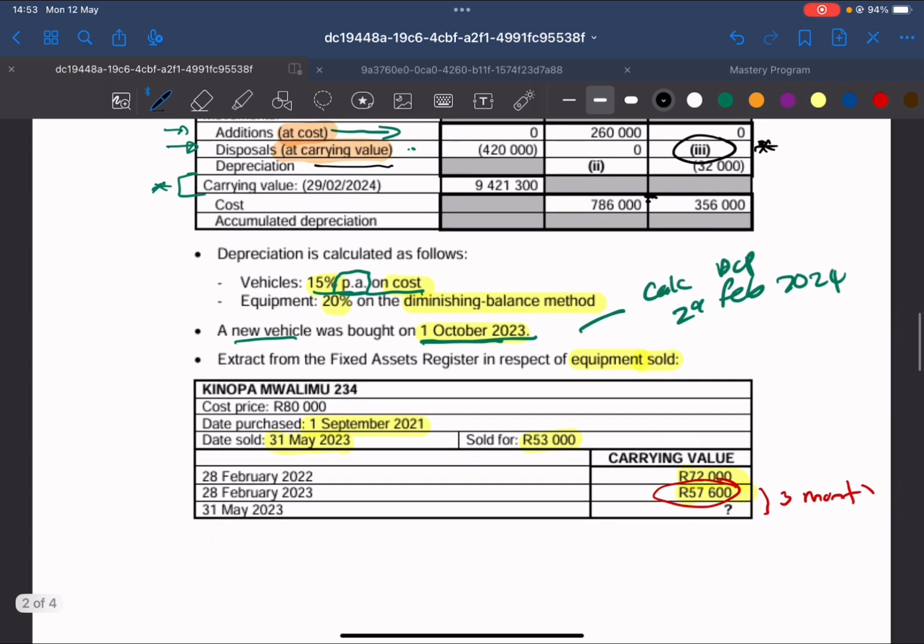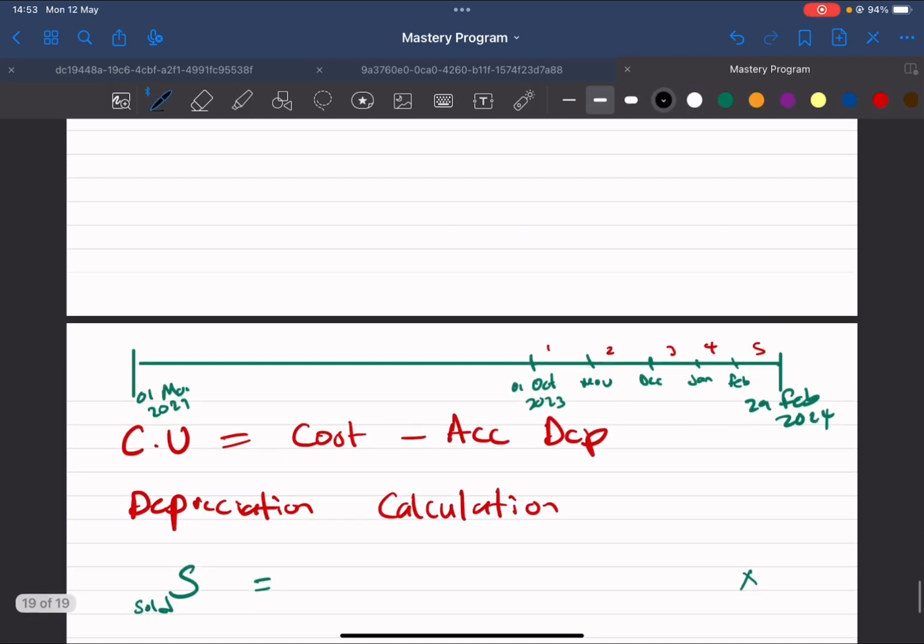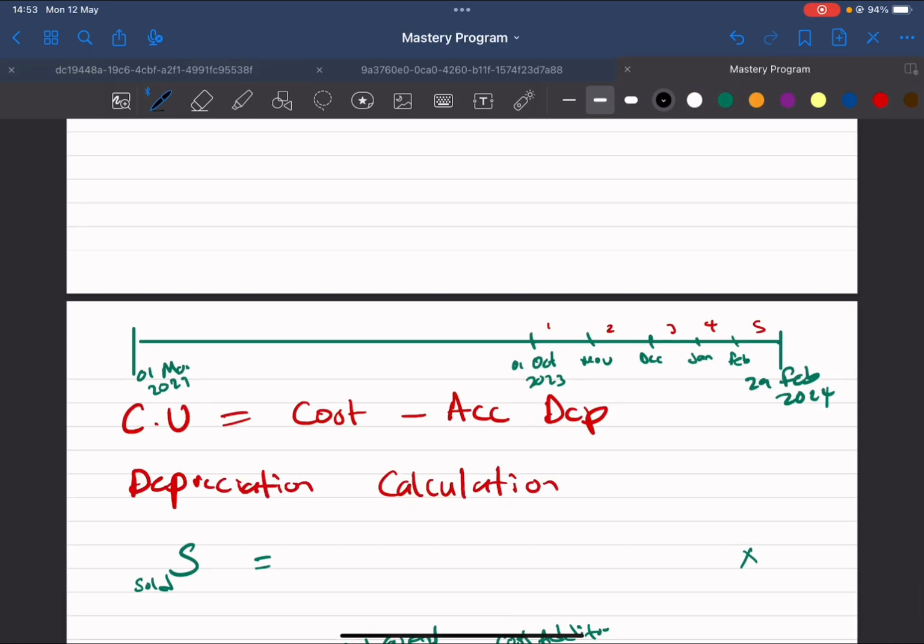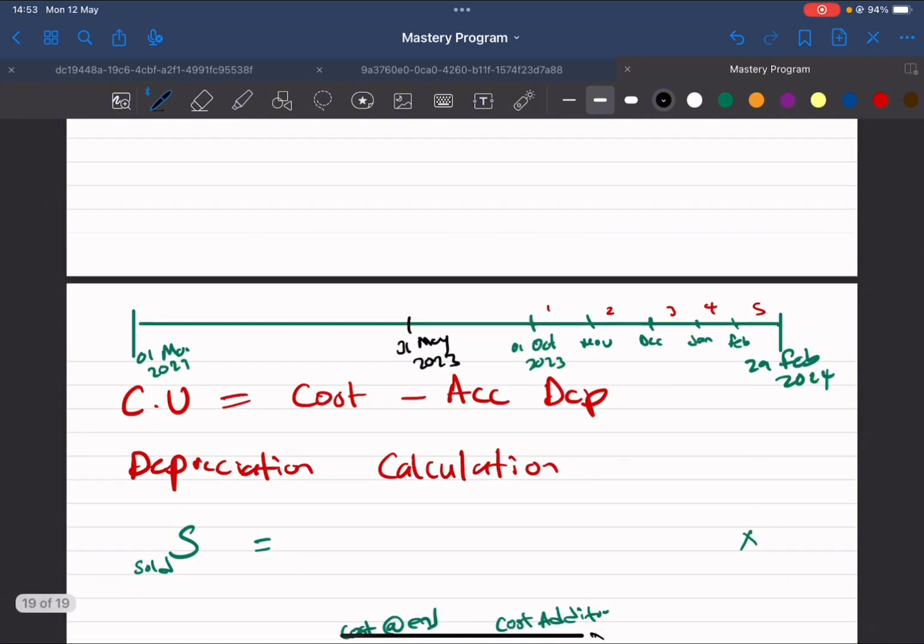Right? We're going to read more on it. They say here's the information or the fixed asset register for the equipment that was sold. It was bought for 80,000 on the 1st of September 2021. The date it was sold, it was the 31st of May 2023. So let me go to my timeline. They say 31st of May 2023. So I'm going to put it somewhere here. Let me put it somewhere here and say this is the 31st of May 2023. Right? So I'm going to say May, which is the 1st of June. So it's the 1st of March, the 1st of April on my timeline.